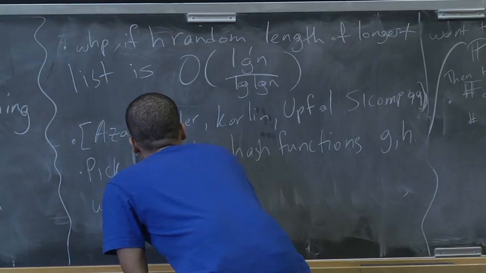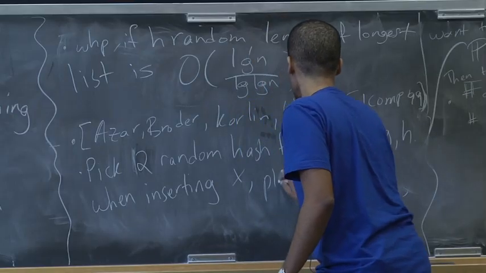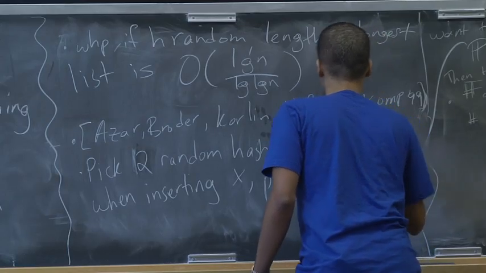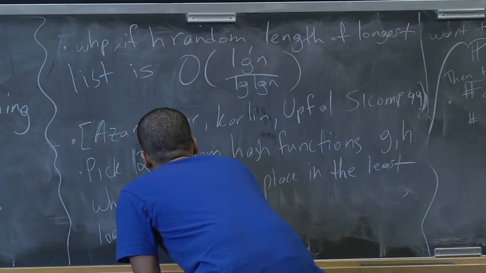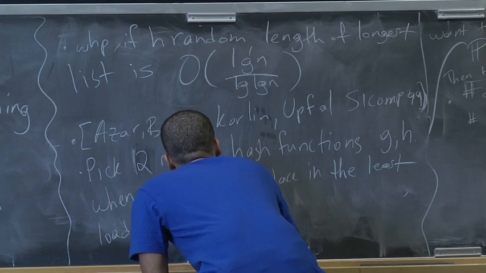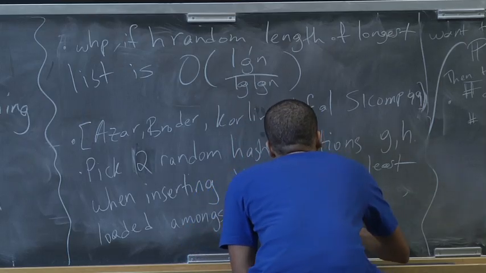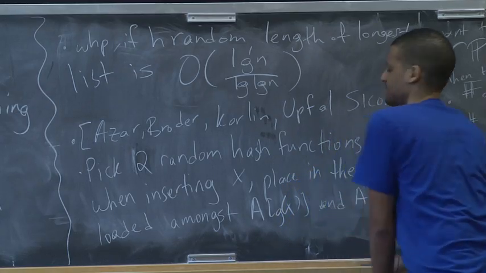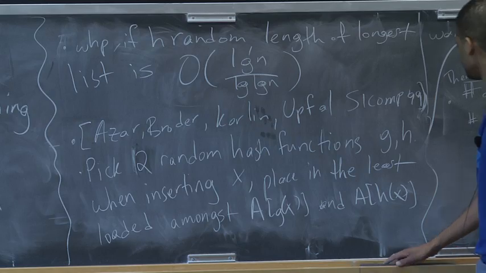When inserting x, place it in the least loaded amongst the bins g of x and h of x. And when you do a query, you'll search both, the g of x location as well as the h of x location.